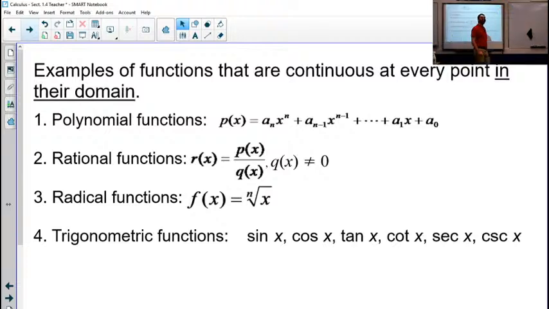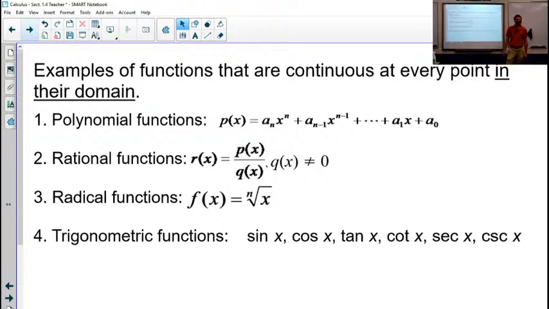Functions that are continuous. Polynomials. So x cubed, x to the fourth, all of those different functions are continuous everywhere from negative infinity to positive infinity. Rational functions. If I take a polynomial, divide it by another polynomial, those are continuous everywhere that the bottom isn't 0. We just did those examples where the problems were negative 2 and positive 2, because that's where the bottom was 0. Everywhere else, the function was continuous.